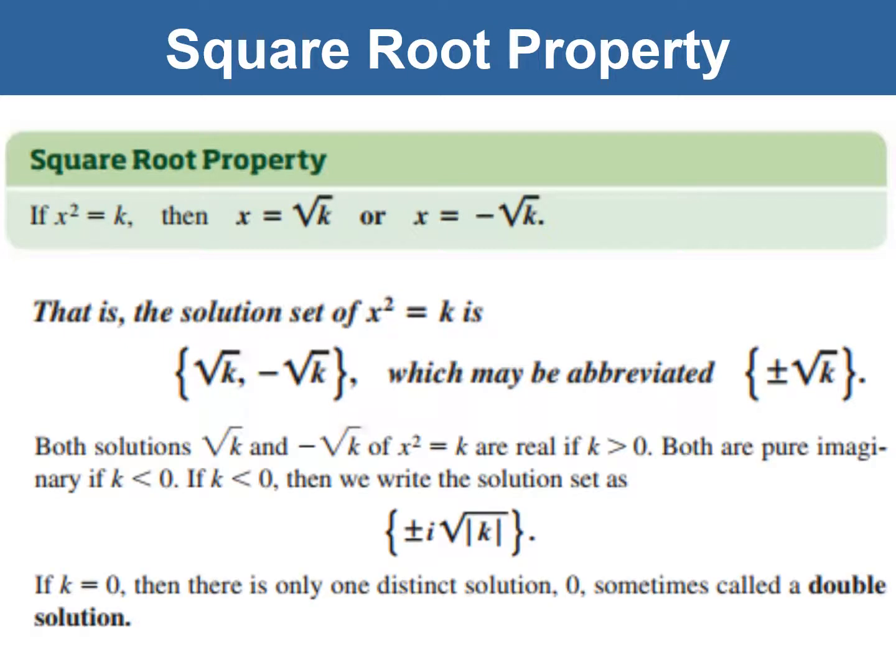Now, both solutions are real if k is positive. If k is negative, then we have imaginary solutions. And you can write it as plus or minus i times the square root of the absolute value of k, but I'm not going to be that picky. If k is 0, then we only have the solution 0, and we call this a double root or a double solution.